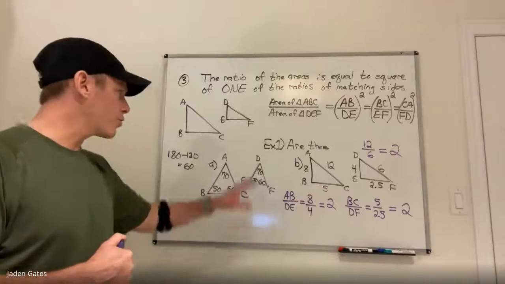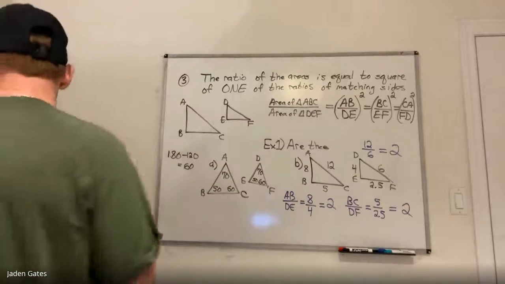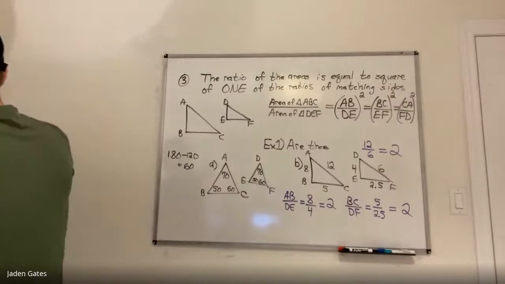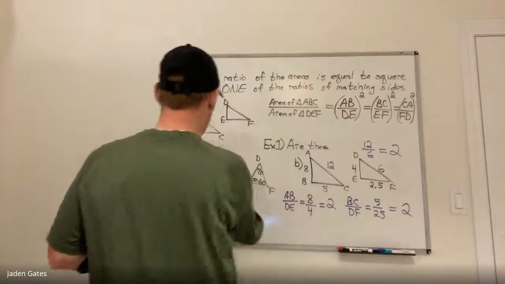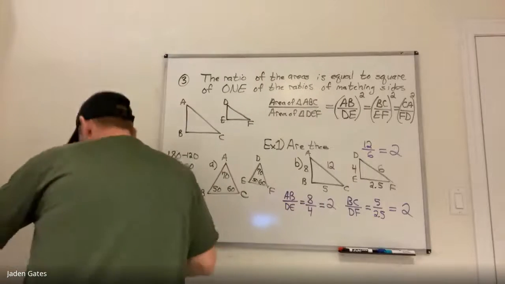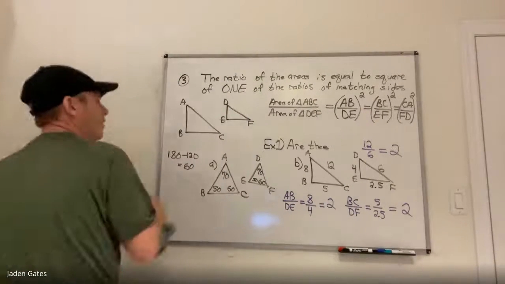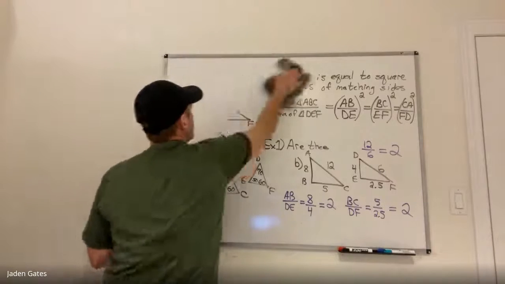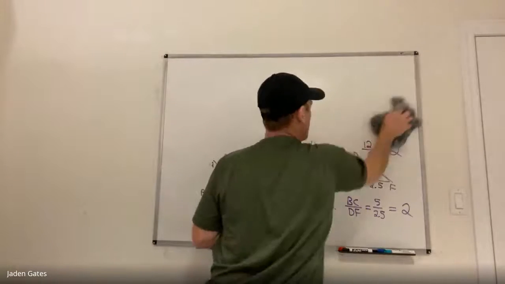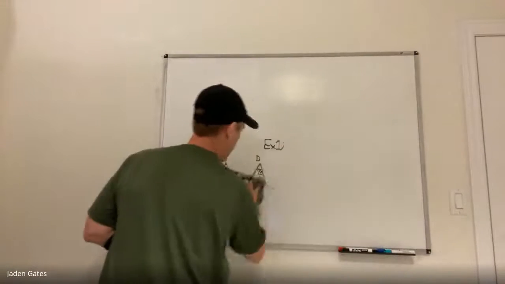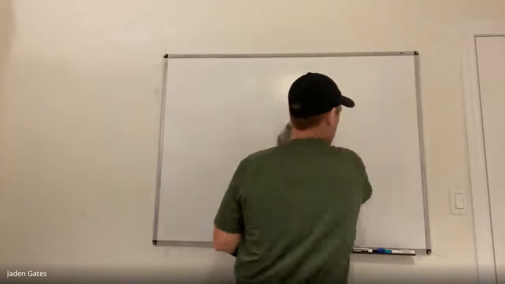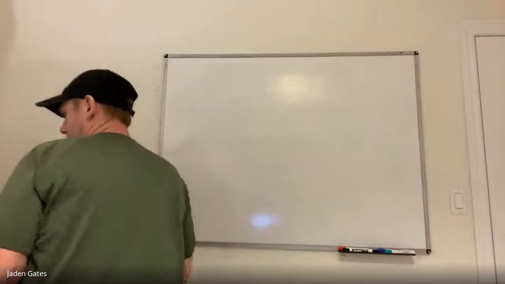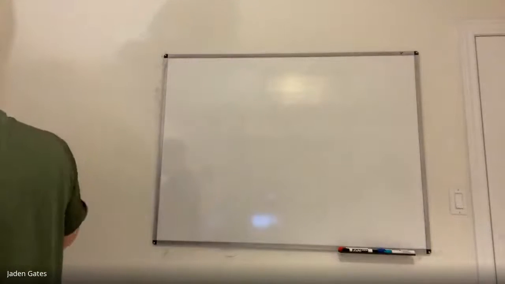All right, so there's 2 ways to prove that we have similar triangles. That's 2 of the properties that I just used. Let's see example number 2 here.